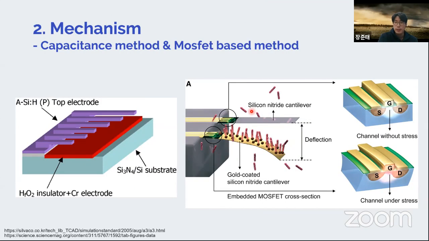And next is the capacitance method. It's very simple too. There is a conductive plate below the cantilever sensor. If the cantilever is bent, the capacitance between the cantilever and the conductive plate will be increased. And next is the MOSFET based method. This is similar to the piezoresistive material. If there is stress caused by cantilever deflection, the conductivity of the MOSFET channel is changed and we can detect the current variation.